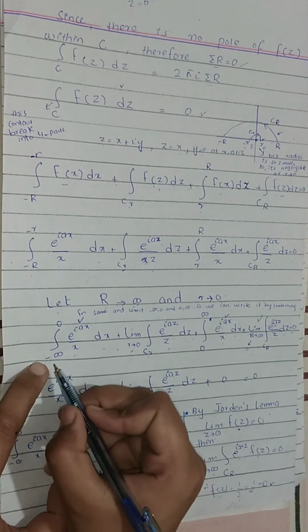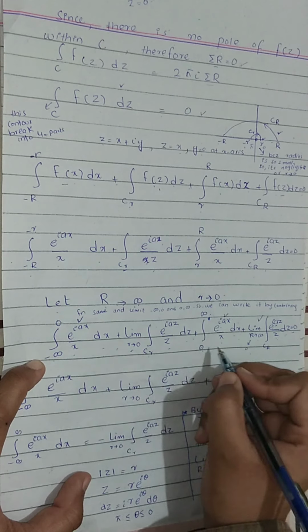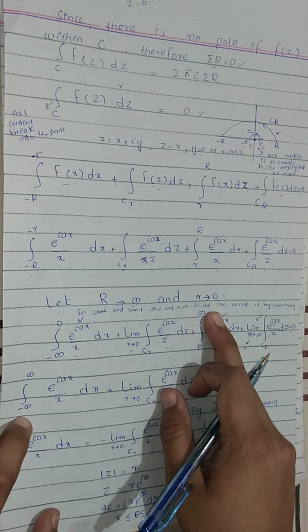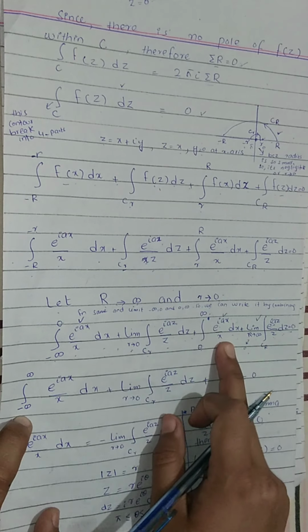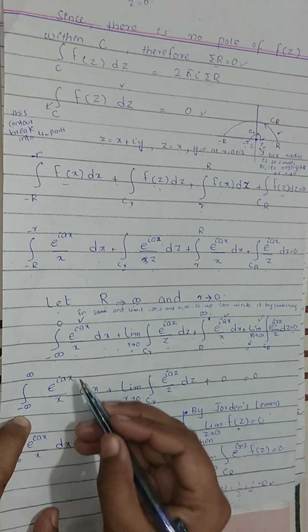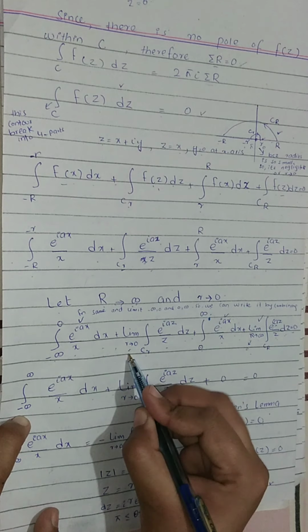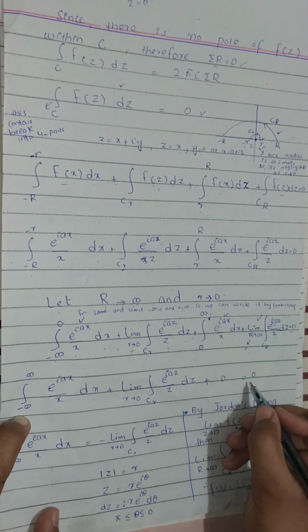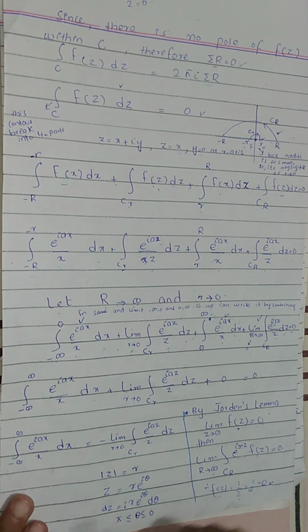Now we can see that we have integrated from minus infinity to 0 and 0 to infinity. So by Cauchy's principal value theorem, we discussed that the pole along the real axis is equal to the principal value. So we can write it as minus infinity to positive infinity because the functions are the same. This is the function along the x-axis, so the integral of e^(ix)/x dx plus the limit as r approaches 0 of the integral over C_r of e^(iaz)/z dz is equal to 0.